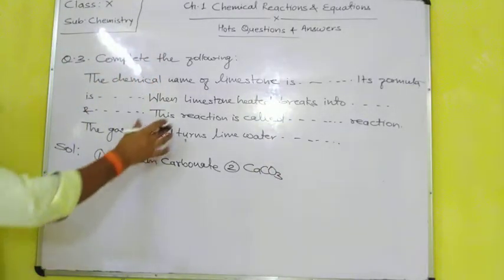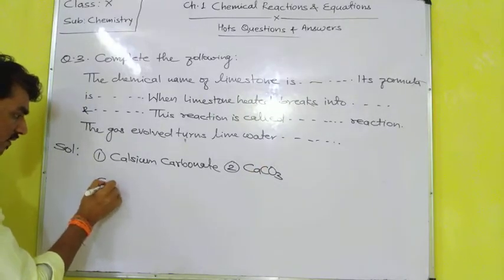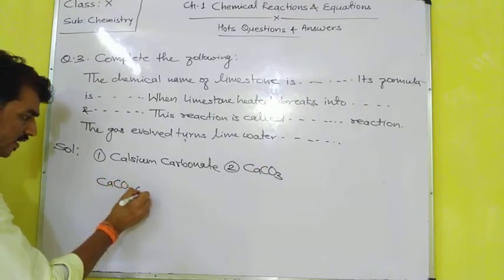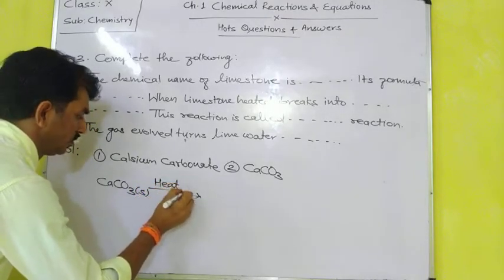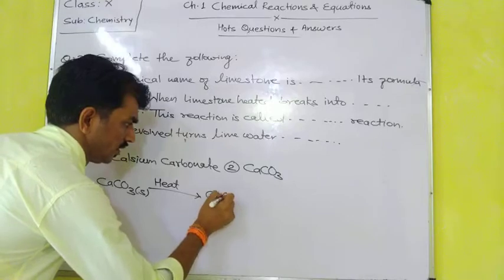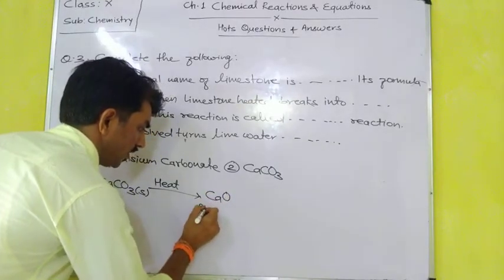When limestone is heated, it breaks into. So when it is heated, this is also a decomposition reaction. It converts into calcium oxide, which is known as quicklime.